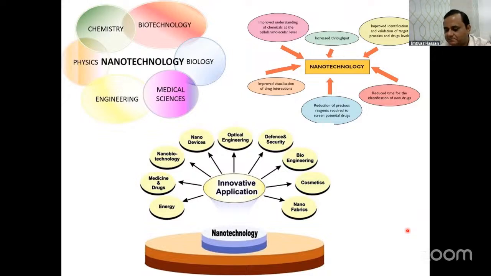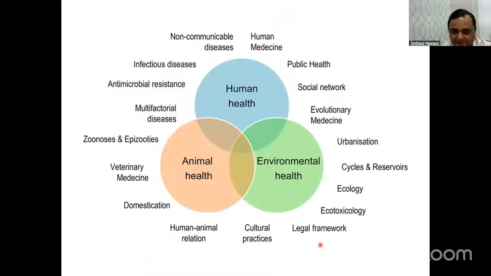Main sciences are already saturated. That's why people need a different approach. For example, nanotechnology is the amalgamation of chemistry, biology, engineering, medical science, all those things. And they have a large number of applications like energy, medicine, nano devices, optical engineering, defense and security, bioengineering, cosmetics, nanofibers. They have a large number of applications because of the interdisciplinary nature.